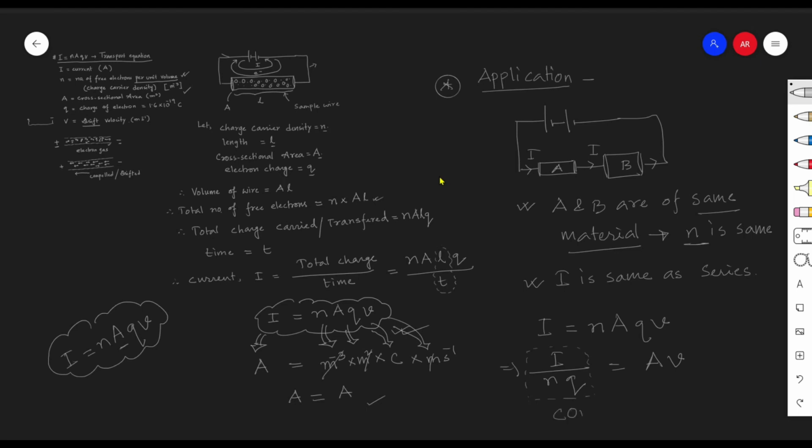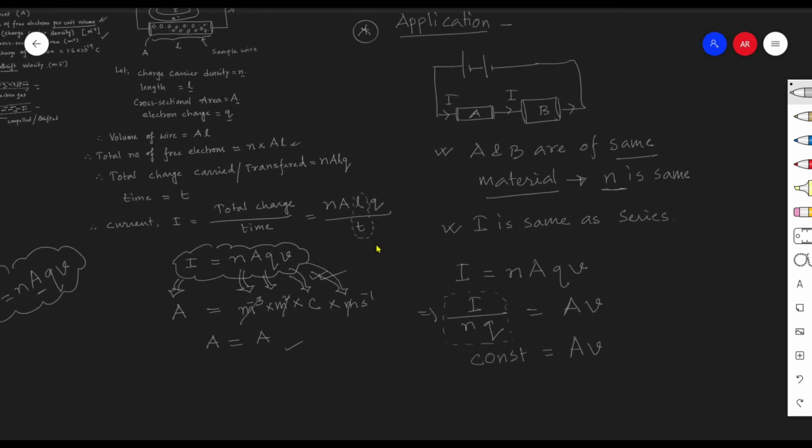If this is constant and the constant is equal to A times V, what does it imply? Doesn't it imply that drift velocity is inversely proportional to the cross-sectional area? Drift velocity is inversely proportional to the cross-sectional area. That's why the product of V and A is constant. So through the wire which has a greater cross-sectional area, the electron will be moving slowly.